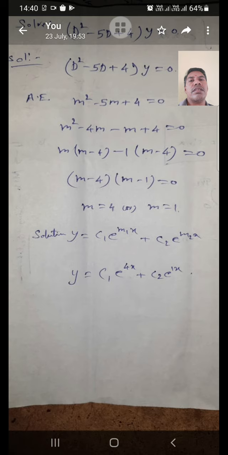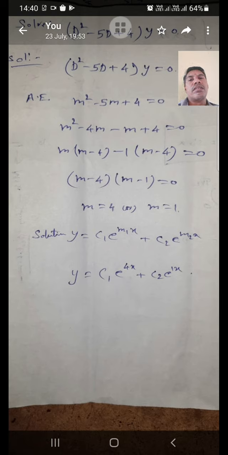See, this is a question, the heading is given: solve. This type of question is called differential equations. This type of questions, 4 to 5 questions minimum, come in the examination. So if you know how to do this method, then we will easily get some marks.